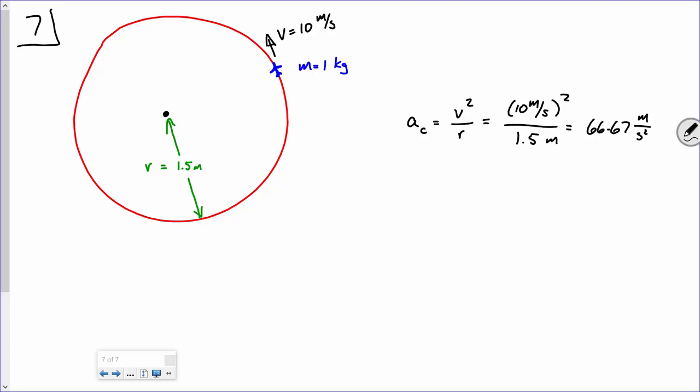And then lastly, since we're trying to determine what's going on inside this cable that is holding it taut, we need to determine the force in that cable. Well, if we know the mass, we know the acceleration. See where I'm going with this.